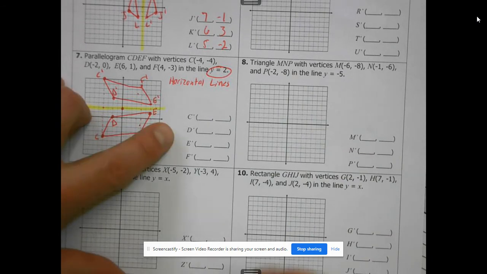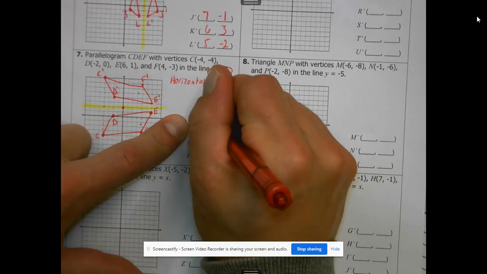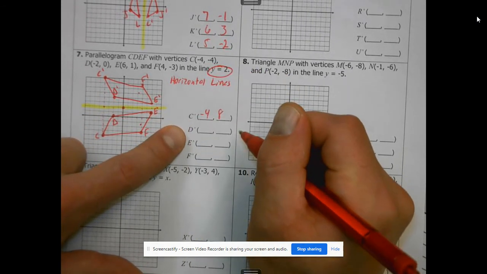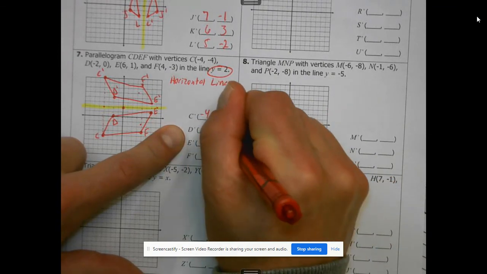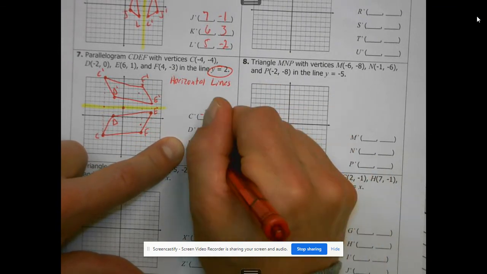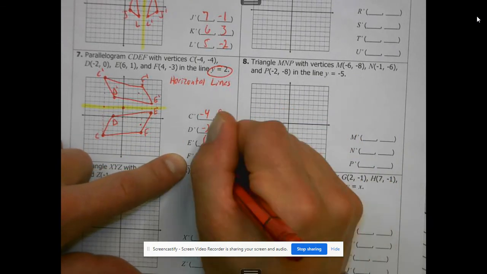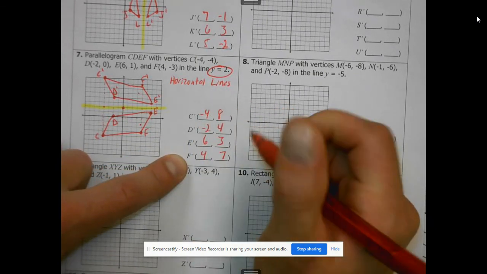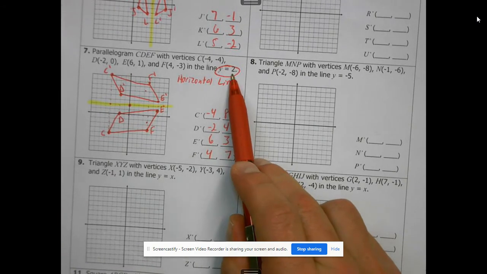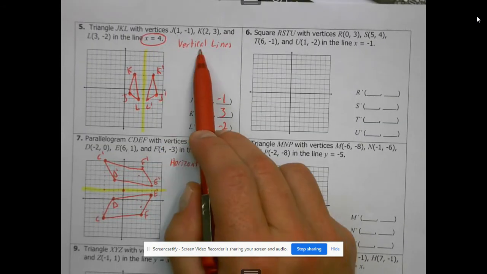All right, where are the points at? C prime is at back 4, up 8. D prime is back 2, up 4. E prime was over 6, up 3. And F prime was over 4, up 7. Remember, y equals are horizontal lines, as opposed to number 5, where x equals are your vertical lines.